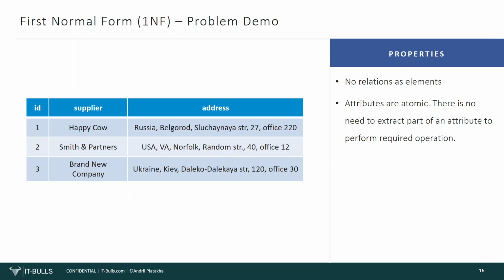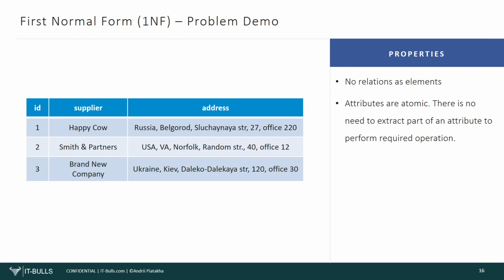What does it mean? Atomic attribute. This means that in your business domain and in the business logic of the application, there is no need to extract only a specific part of the attribute to perform some operation with it. Let me explain this with an example.